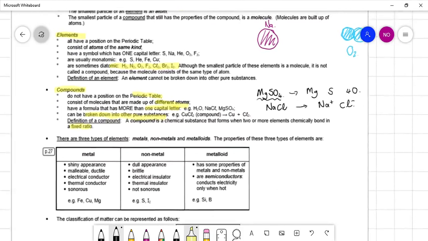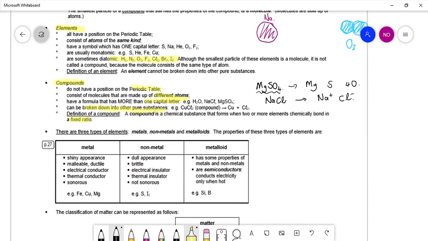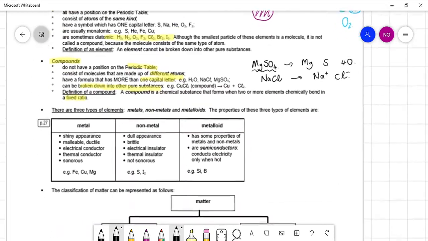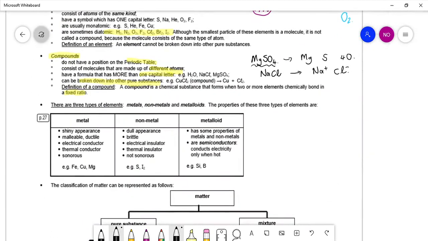Then when we are looking at elements, so within elements, you can break it up into your non-metals, your metals, and your metalloids, your halfmetale. En elke groep van daai het spesifieke eienskappe wat jy moet gaan leer. So we did these in grade 9 as well.